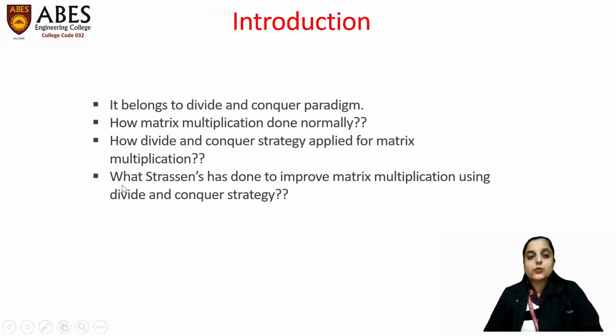After that, we're going to see how the divide and conquer strategy helps us improve the time complexity, or whether it really helps us solve the time complexity problem or not. And at last, we're going to look at the advantages of using Strassen's matrix multiplication over normal multiplication or the divide and conquer technique. So these are our main agendas of this topic. Now let me take my pen.